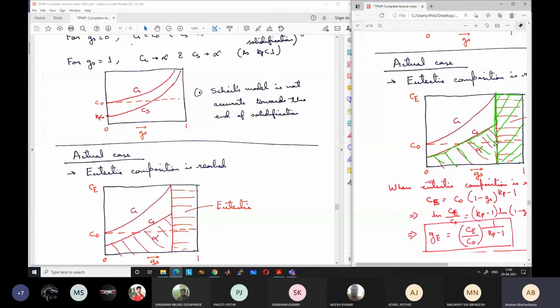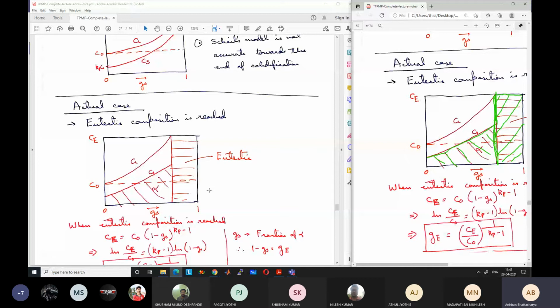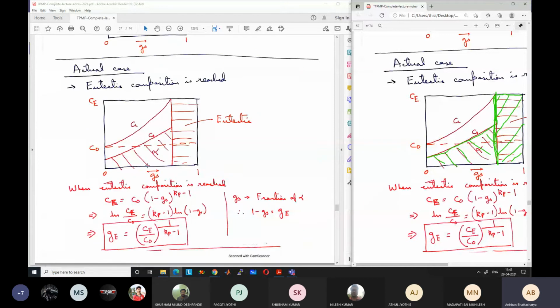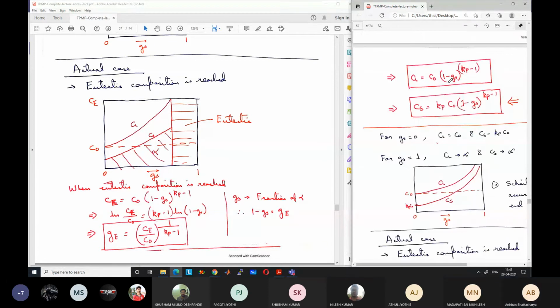So we can find out at what volume fraction GS this eutectic solidification is reached. Means at what volume fraction, what will be the volume fraction of eutectic? 1 minus GS, and what will be the volume fraction of normal alpha solid, which is GS. Okay. So remember that from the equation, Cl is equal to C0 into (1 minus GS) to the power Kp minus 1. Okay. So 1 minus GS is the volume fraction of the liquid.